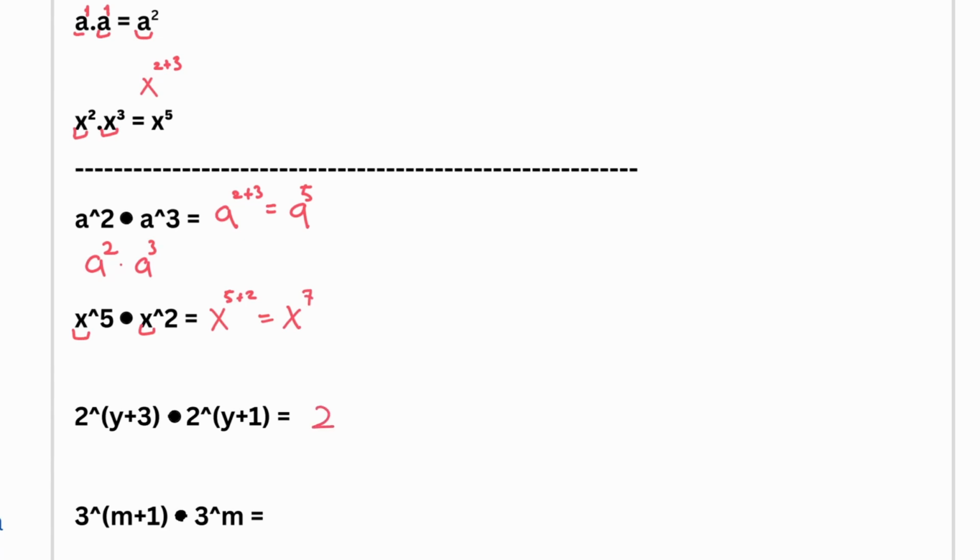Here we have 2^(y+3) times 2^(y+1). Same base, and they're being multiplied, so we're just going to add the exponents. 2 as our base, and adding y plus 3 plus y plus 1, which would give us 2 to the 2y plus 4.